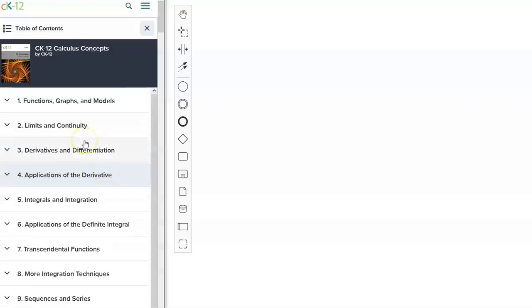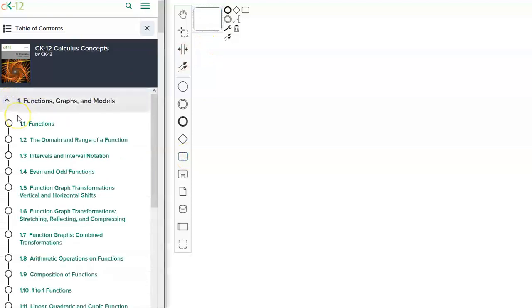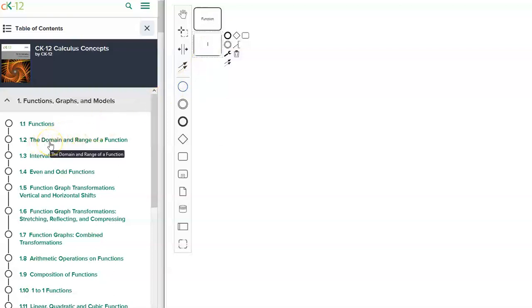Okay, so welcome to an overview of calculus concepts. I found this site, and what we're going to do is we're going to start identifying concepts that calculus uses. So let's just get started here. We got functions, and I'll make these all singular. We have the domain and the range of a function.